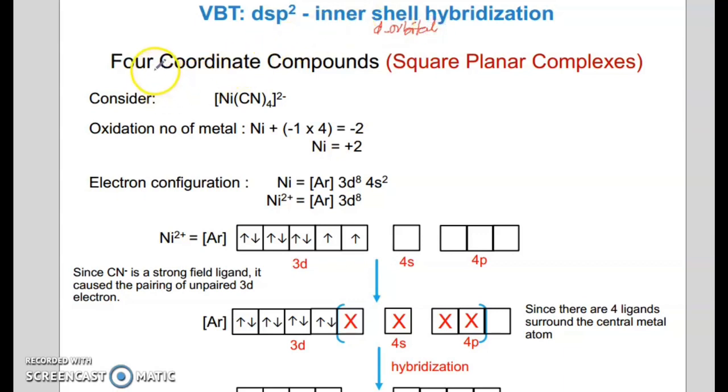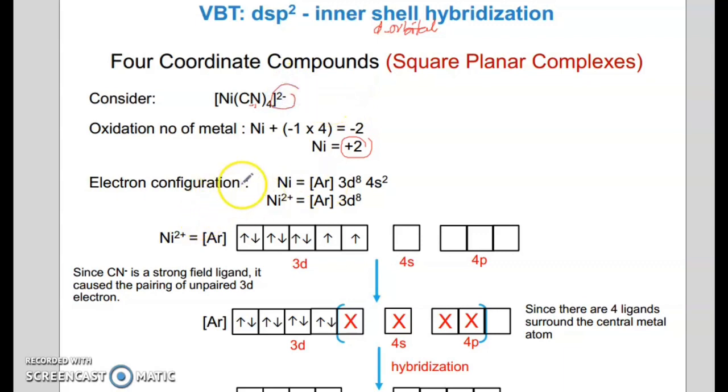Okay, now we look at another four-coordinate compound. This is nickel with cyano, so cyanide ion. We know here is the -1 for the oxidation number, so we get +2 as the oxidation number of nickel. So the name is tetracyanonickelate(II) ion, because this is an ion.